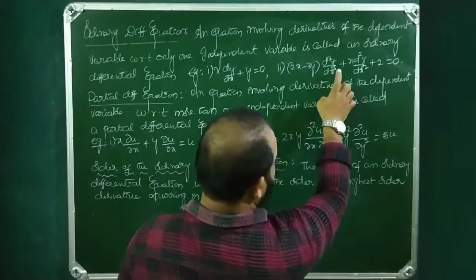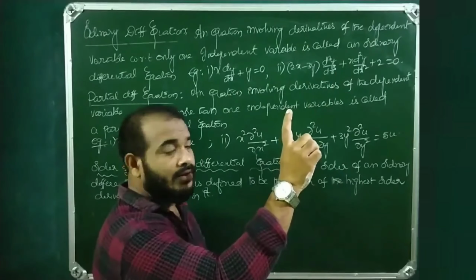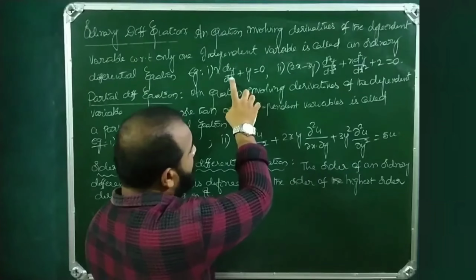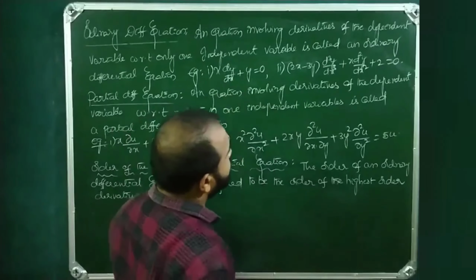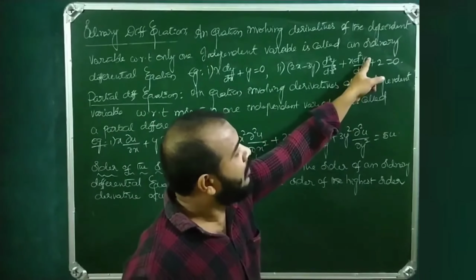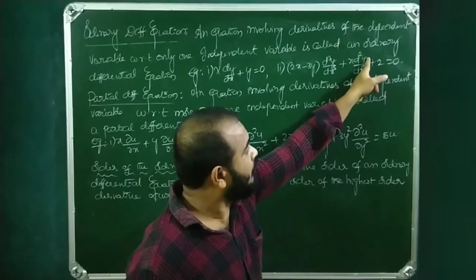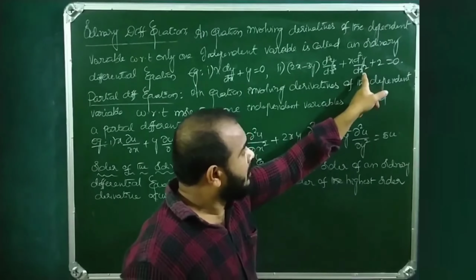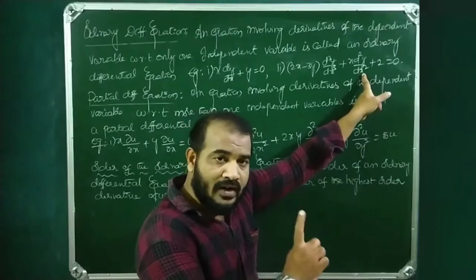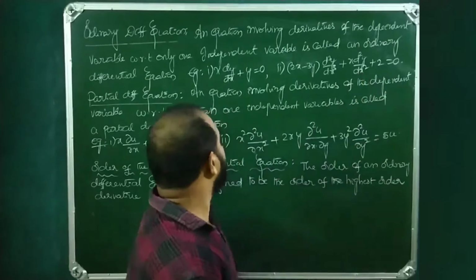the dependent variable is only one, which is y. The independent variable is only one, which is x. So the independent variable is one and only one, which is x.